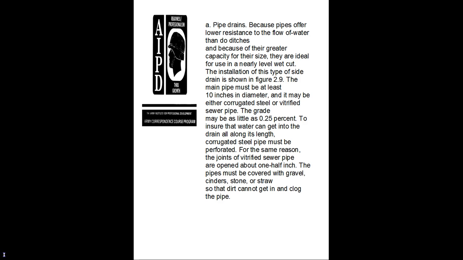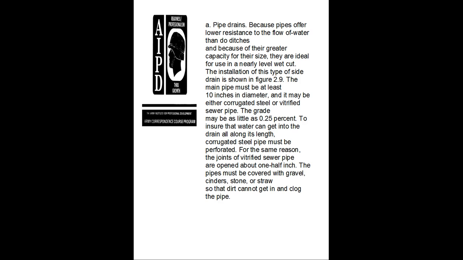Here you see the flow of water in the ditch and the railroad going the same way through the level cross levels. The intercepting ditch has a minimum grade of 0.3, and the longitudinal drain ditch has a minimum grade of 0.3. So they have an intercepting ditch and dike. Pipe drains are used because pipes offer lower resistance to the flow of water than ditches, because of their great capacity and size.